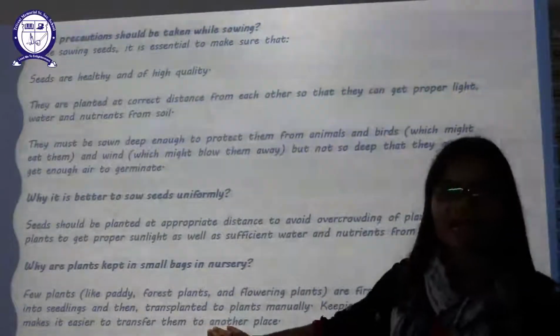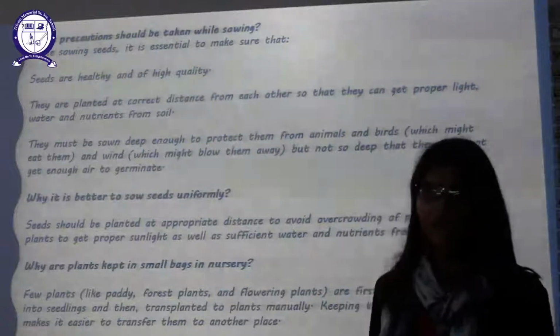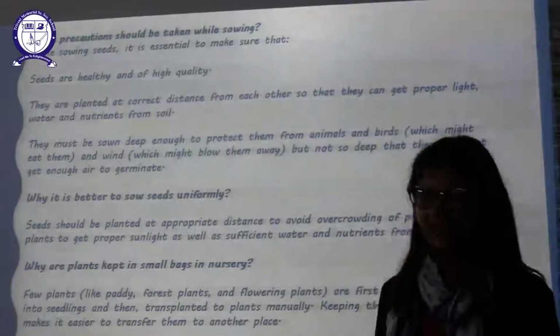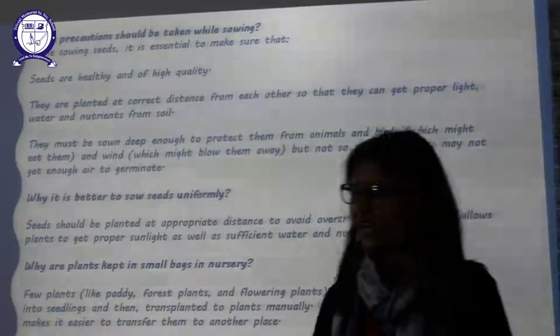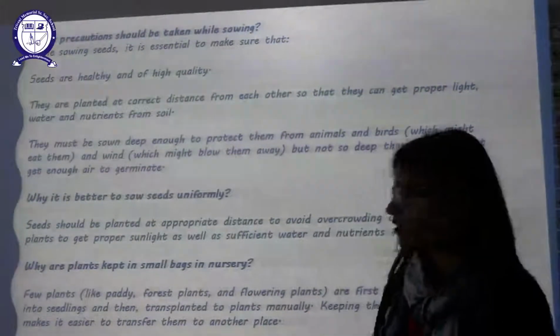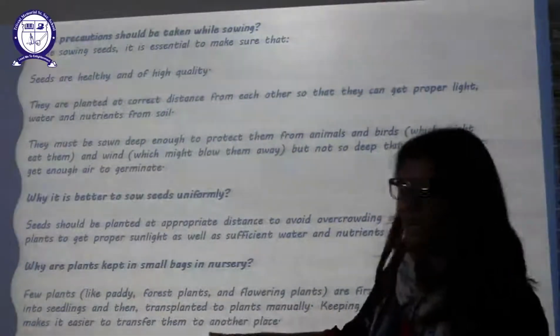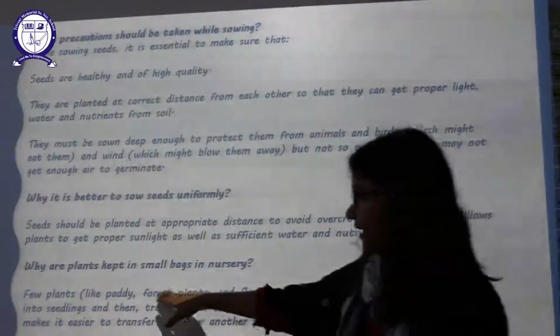Some plants need to be transferred. They cannot be grown directly from the seed. Firstly, we grow them in a different field, then we transfer the seedlings from that field to another field, and this process is called transplantation. A few examples of transplanted plants are paddy.